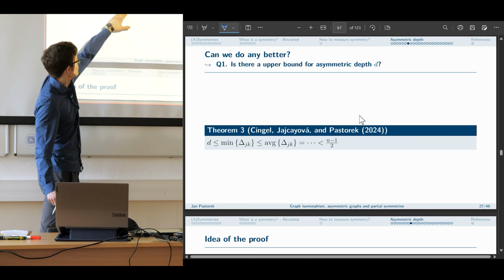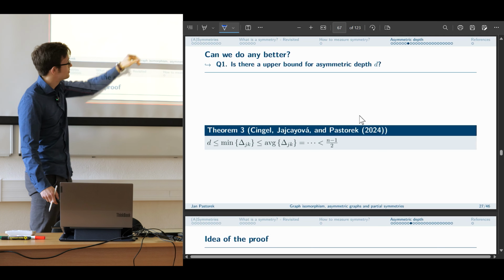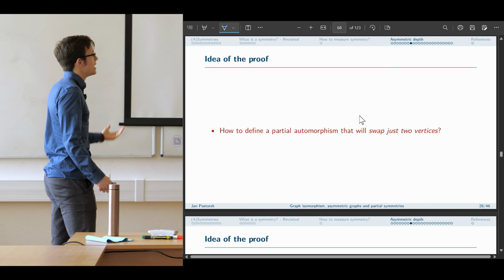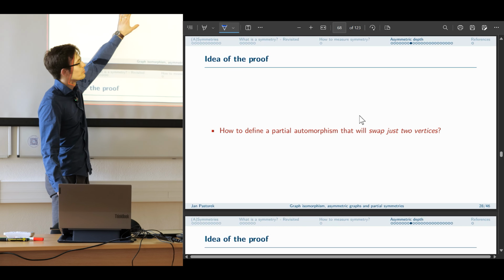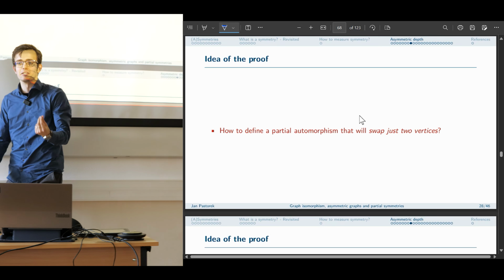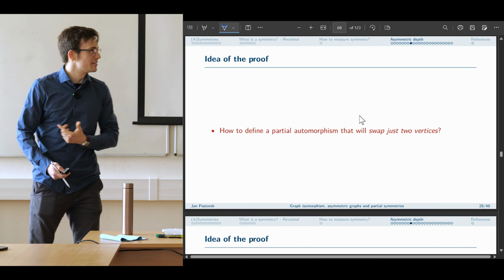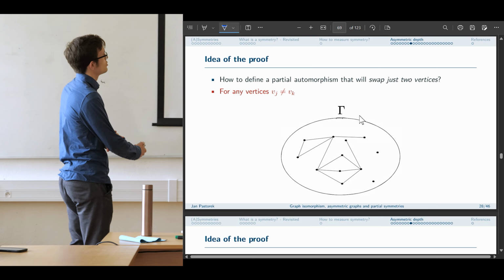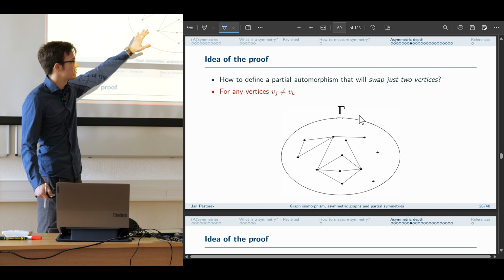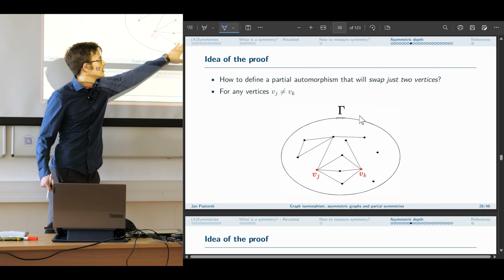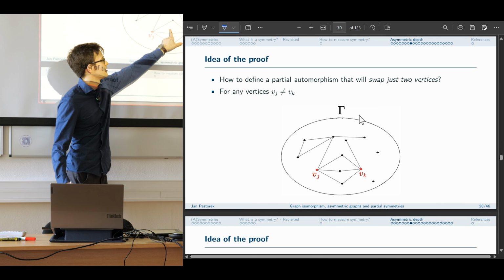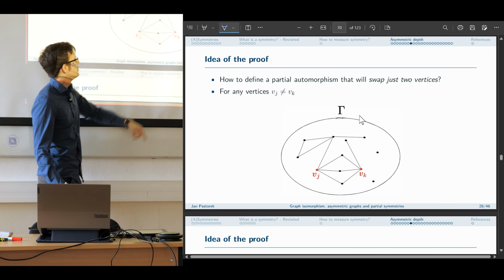But these ones are also valid upper bounds. So just a short idea of how to do that. The idea is to define a very simple partial automorphism on any graph that will swap just 2 vertices. It will be a very trivial symmetry in a sense. So for any 2 vertices, this is just some graph for illustration. These are the 2 vertices. I would like to somehow define a partial automorphism that will just switch them.